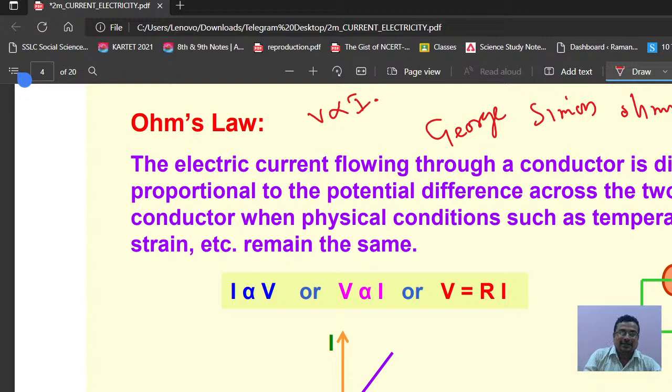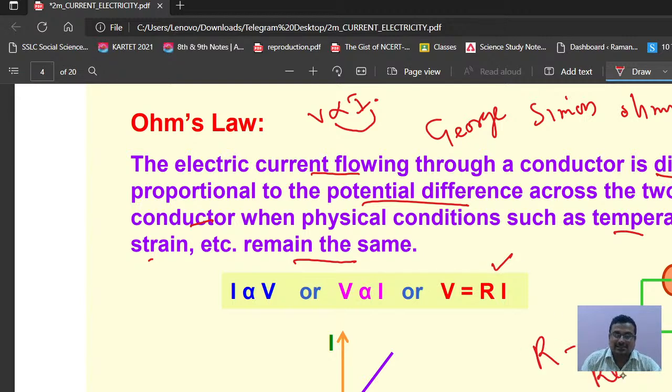Ohm's law is nothing but: the current flowing in a conductor is directly proportional to the potential difference across the ends of the conductor. So current is directly proportional to voltage, and voltage is directly proportional to current. But the physical conditions, temperature, mechanical strain, and others remain the same. There we are not changing the temperature. If the temperature changes, there will be a variation of current and voltage. So I is proportional to V, V is proportional to I. To remove the proportionality, we take R.